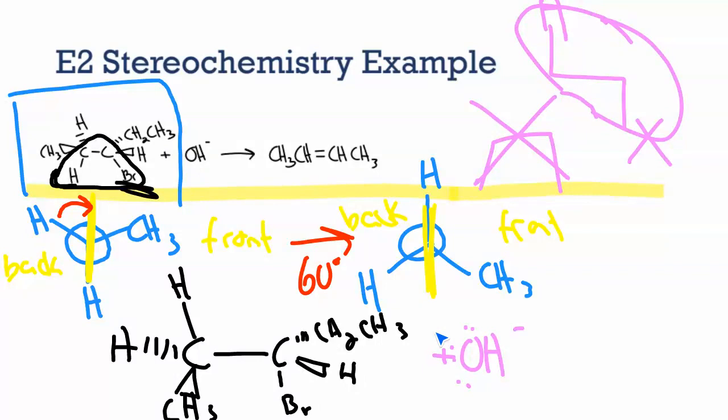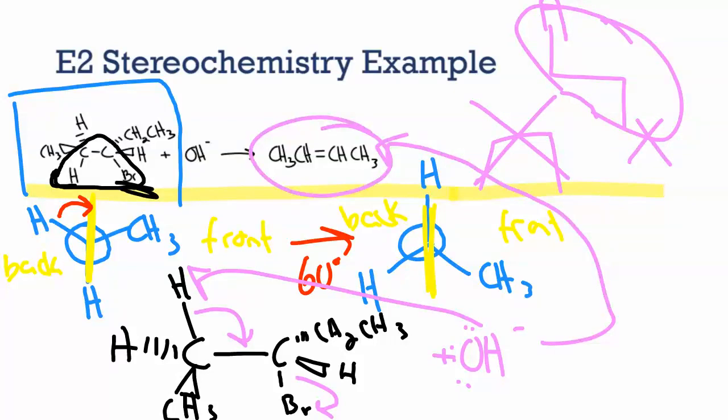Any other questions? Okay. So now that I'm anti-coplanar, my base can come in and do things. My base will take hydrogen, the CH bond will break, make a double bond, the CBr bond will break, and then I form product. This would have cis and trans. We know the trans would be more stable, so I'm not going to write that out.